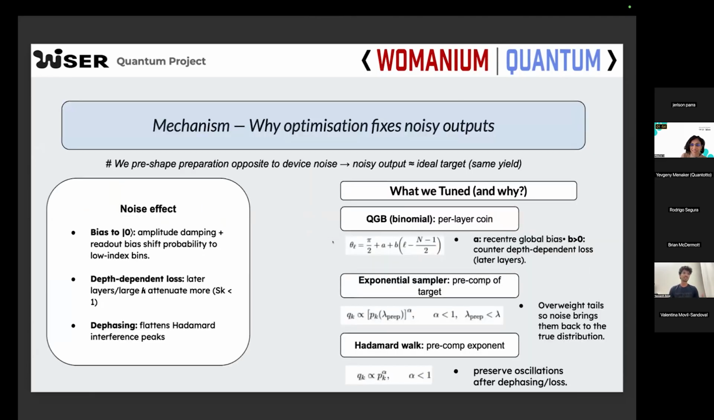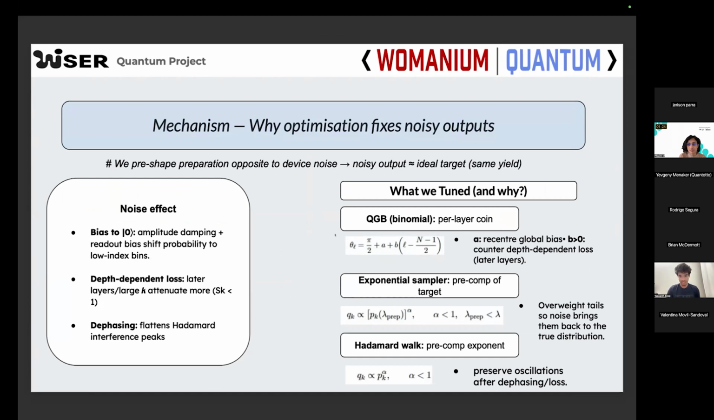So the noise can change the bias, meaning it will increase the probability of it falling to 0 or 1, even though we don't want it to increase by that much. Or as the depth increases, the probability might add up and change a lot. Or even dephasing might be a noise that will change our Hadamard walk by a lot. For all of these, there are quantum error correction techniques which can be applied. But we also thought of another method.